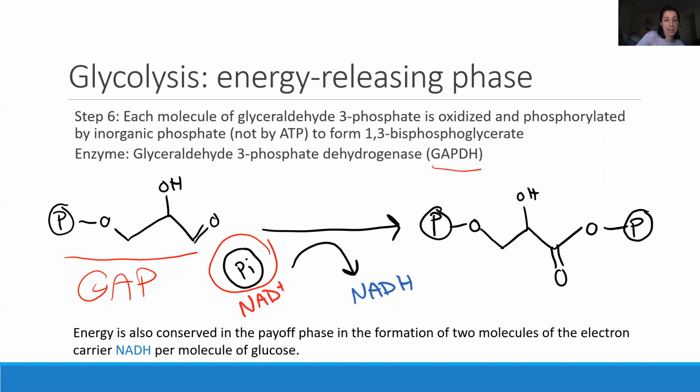This is GAPDH, as we call it, another very important molecule that, again, you're going to see brought up through this semester. So we took our GAP molecule and we then phosphorylated it further, not with ATP, very important, by using NAD+, another currency molecule, converting it into NADH, and adding on a phosphate on the other end.